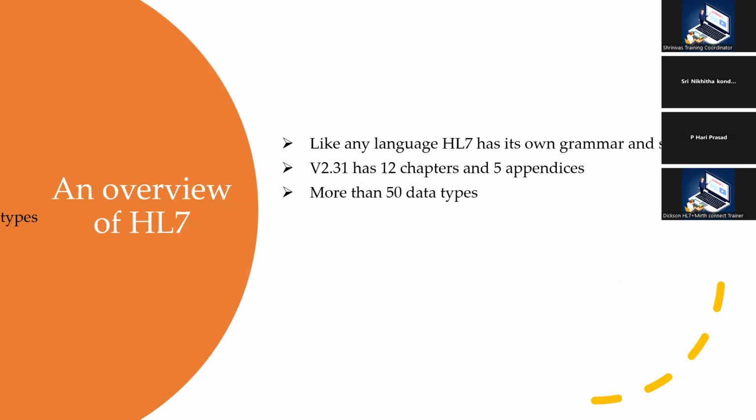And there are more than 50 data types. We have more than 80 message types, and we have more than 86 event types. You may not be familiar with what these data types, message types, and event types are if you're hearing about HL7 for the first time. We'll get to know about this once we complete tomorrow's session.